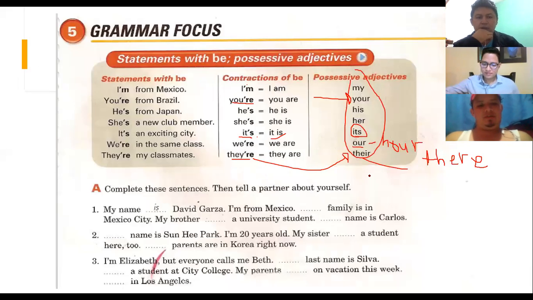All right, so okay. Cool, gentlemen. Let's move to the next exercise, please. This one. You have this in your WhatsApp, don't you? This one, Christopher and Israel. Yes. All right, so thank you. What you can do, you can take turns reading this. For example, Israel, you can start. You can read, my name is David Garza. I'm from Mexico. And then you have to use either possessive adjectives or the verb be. It's up to you. My name is David Garza. I'm from Mexico. And my family is in Mexico City. My brother. And then you complete.